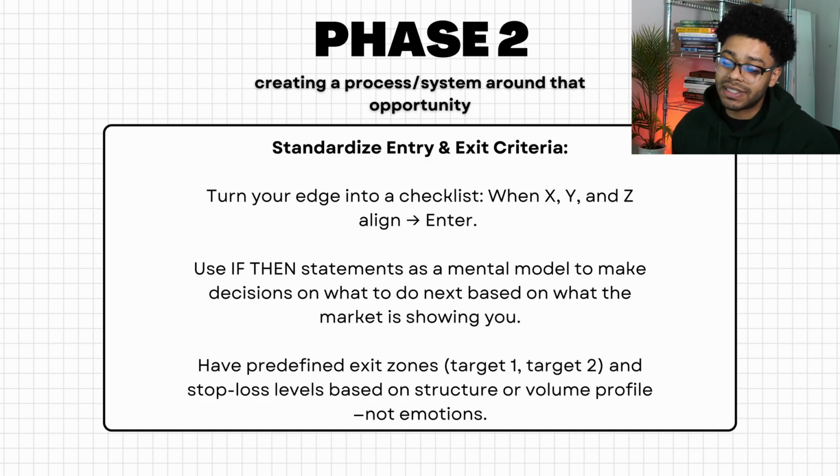But if this happens, then I'm going to do this. So if this happens, then I'm going to exit my trade around here. But if the market goes against me, then I'm going to do this. So use if-then statements for every decision that you make in the market, and have predefined exit zones, right? Have target 1, have target 2, and stop loss levels based on structure or volume profile, not emotions.